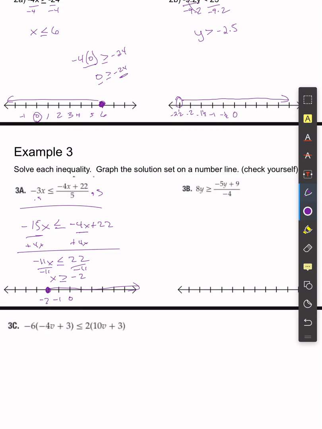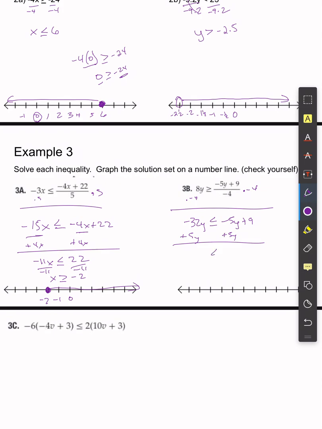Let's get rid of the fraction first. So we're going to multiply by a negative 4 on this one. Okay, so notice we're multiplying by a negative. Whenever we do that, we're going to swap the sign. So we have negative 32y is less than or equal to negative 5y plus 9. Okay, then we're going to add 5y to both sides. Ooh, I'm glad this problem's coming up.